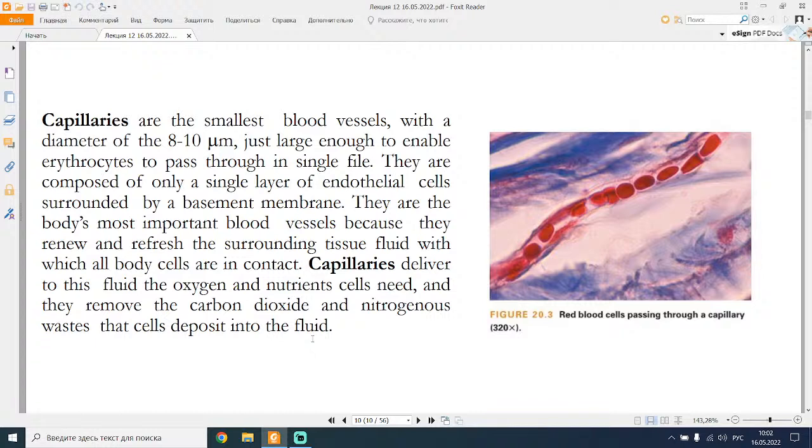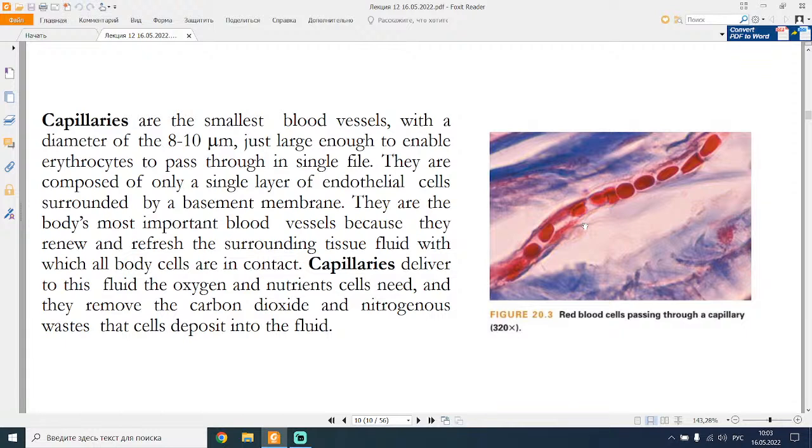Next type of vessels, capillaries. Capillaries are the smallest blood vessels with a diameter of 8-10 micrometers, just large enough to enable erythrocytes to pass through in single file. They are composed of only a single layer of endothelial cells surrounded by a basement membrane.